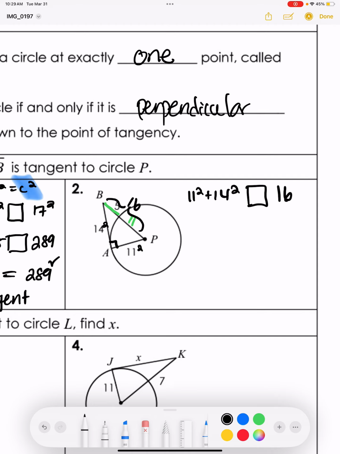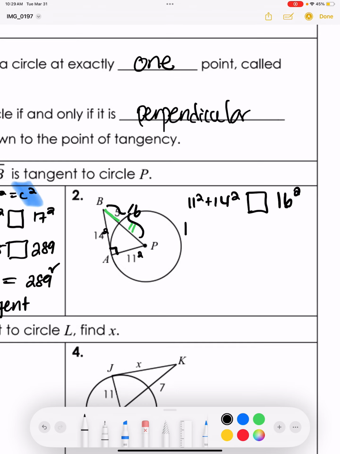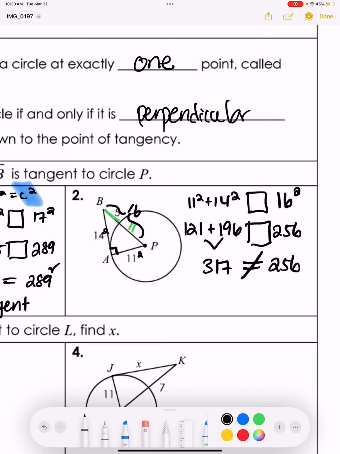And that's why it goes at the end, because remember, it's the biggest side. So that's the c. So now you double check it. 11 times 11, 121. 14 times 14, 196. And then 16 times 16 is 256. So now we add them. We get 317. And that is not the same as 256. So on this one, AB is not a tangent. It did not work.